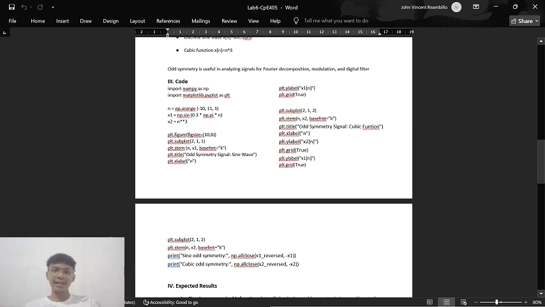I then verified the odd symmetry property numerically by flipping the signal values and checking if x of negative n equals negative x of n using Python's np.allclose function. Both signals returned a result of true, which confirmed that they indeed satisfied the condition of odd symmetry.